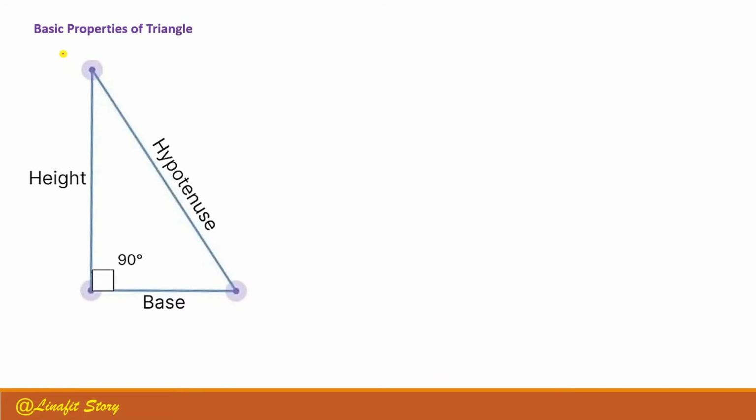Basic properties of a triangle. This is the base, this is the height of the triangle. The base and height should have one of their ends meet at a right angle. And then the side opposite the right angle is called the hypotenuse. The hypotenuse is the longest side of the triangle. And then the sides adjacent to the right angle are called legs. This is side A, and here is side B.